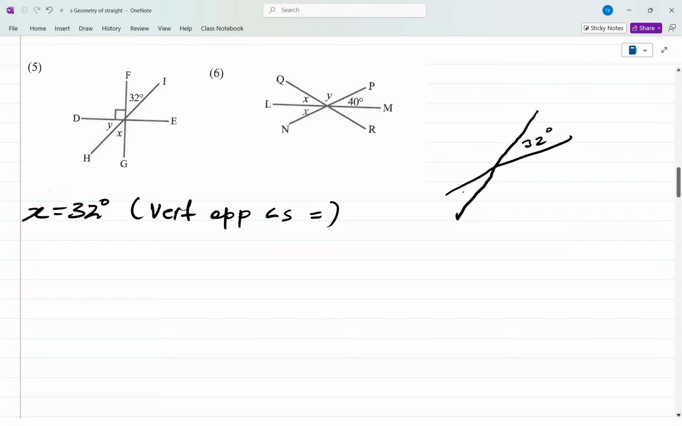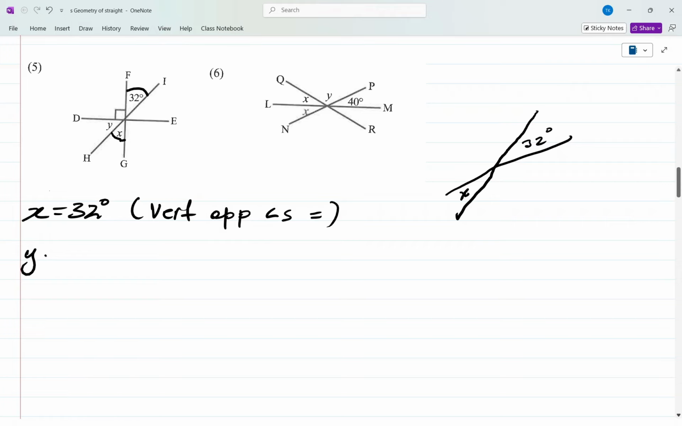I know my handwriting is nice. Thank you. And then you have x here. So this x will be vertically opposite to 32. And that's it. We have found our value of x, which is 32. And then calculating y is still on number 5.